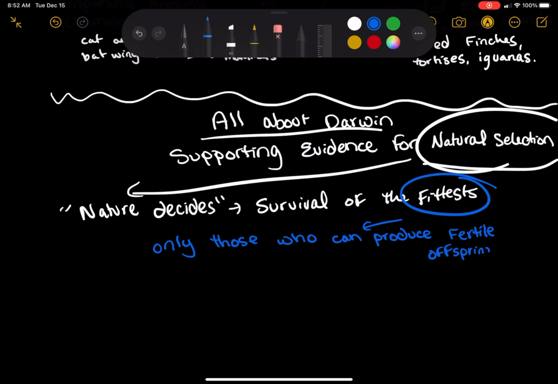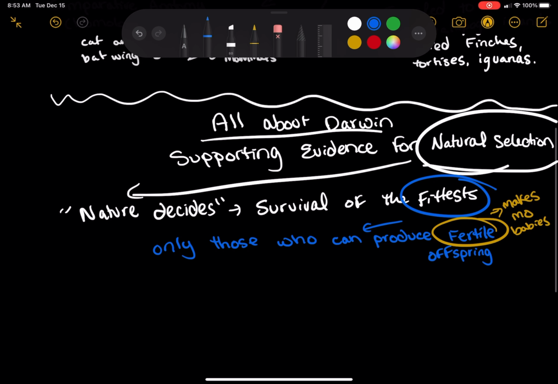And those offspring have to have a special trait. They have to be fertile. Fertile means that you can have more children later on. So not only can you have babies, but your grandchildren can have babies. The more fit you are, the better chance your species has at being able to survive. So let's talk about his 5 points.